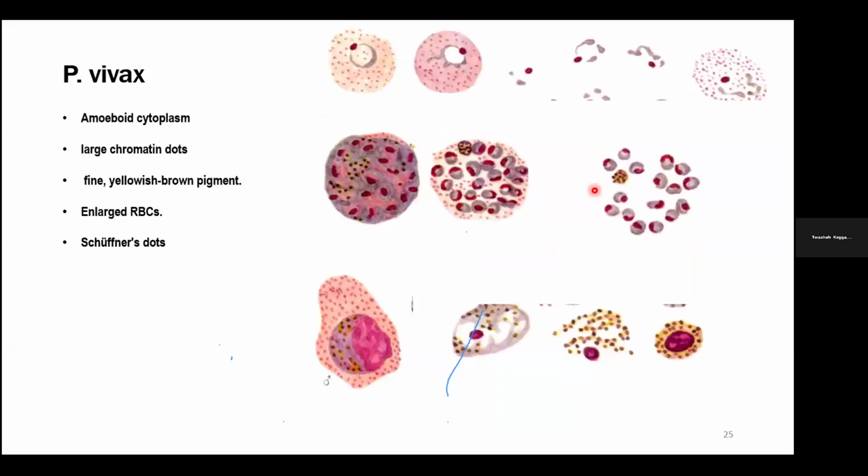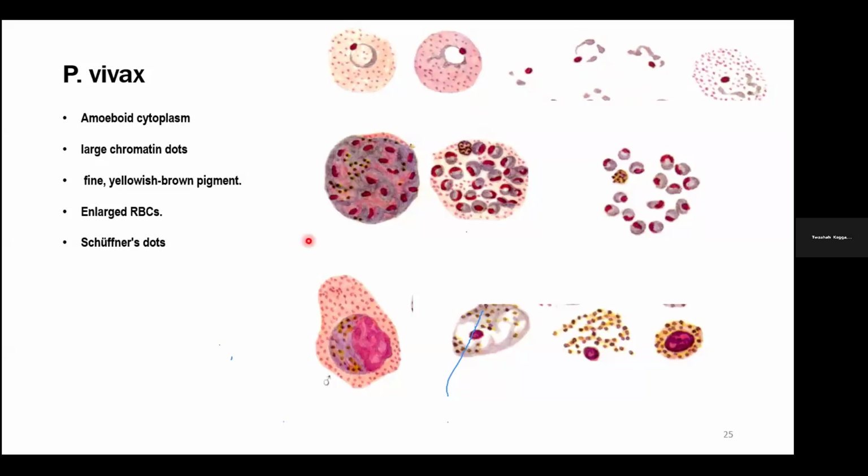Then for P. vivax, the distinguishing feature is the enlarged infected red blood cell. The red blood cell is so much enlarged, and there are numerous stipplings called Schüffner's dots. They are numerous, and also the cytoplasm is amoeboid in nature. In trophozoites of P. vivax, the cytoplasm is amoeboid in shape.